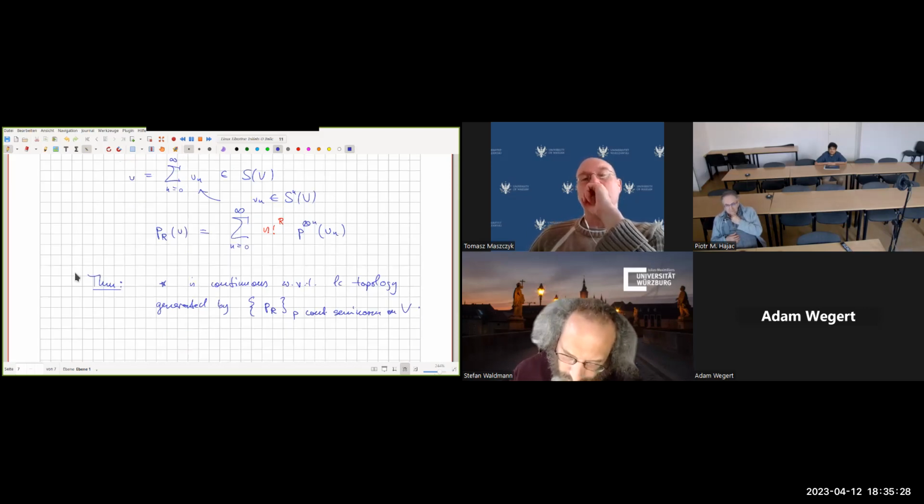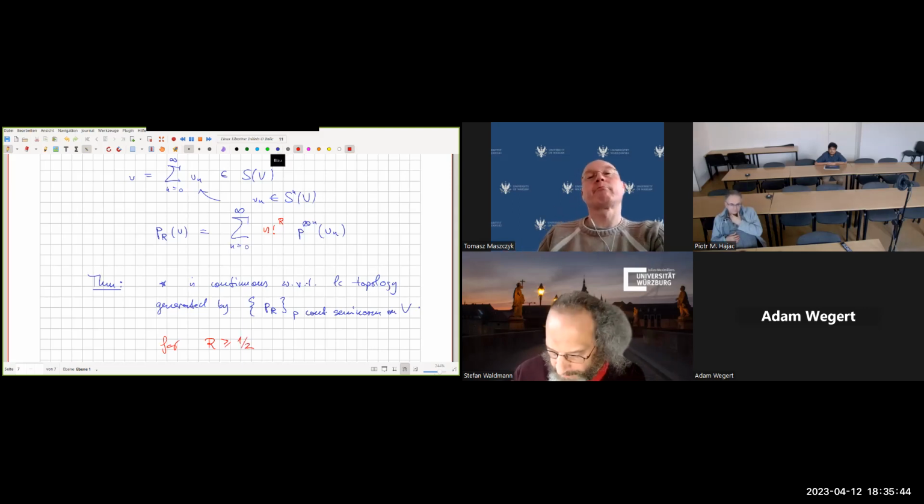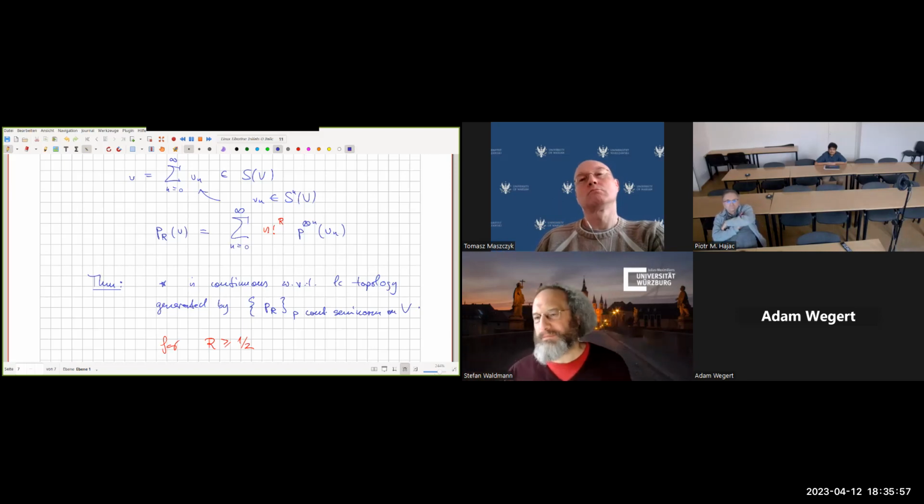I won't do that here, but once you have this idea that this might be good, that's true for R at least 1/2. It's not for all R. This is the crucial point. You see that the bigger R gets, the more restrictive are the conditions, so the completion becomes smaller. The coarsest topology is for R equal 1/2.